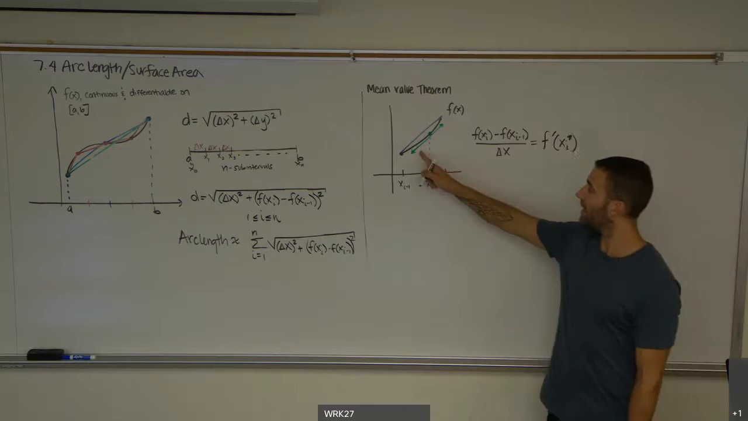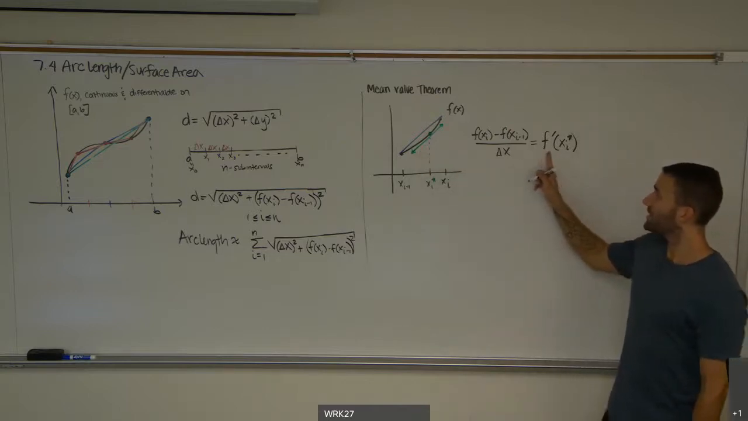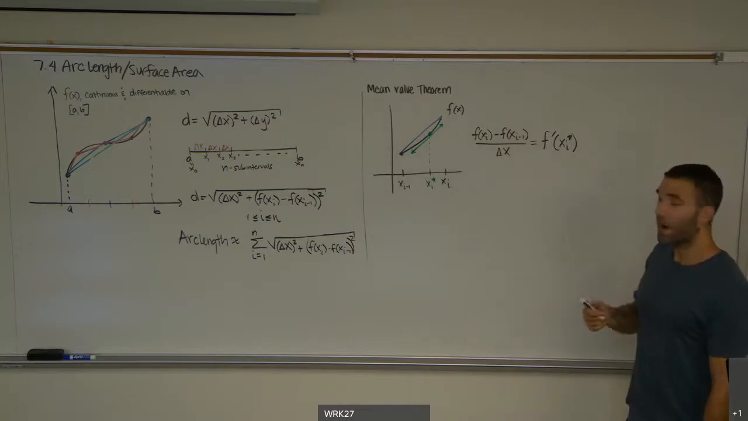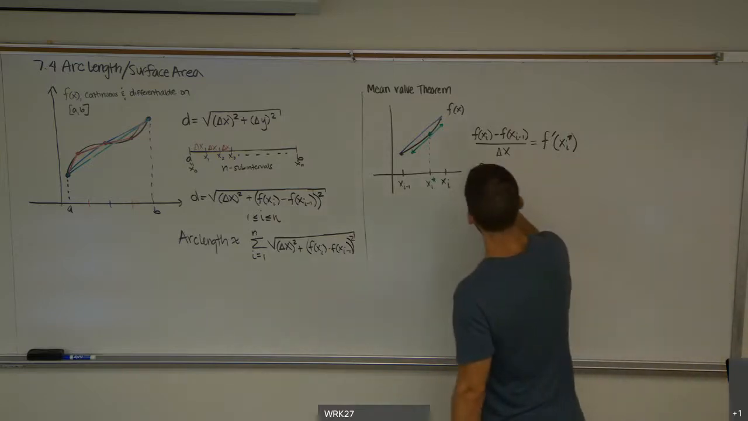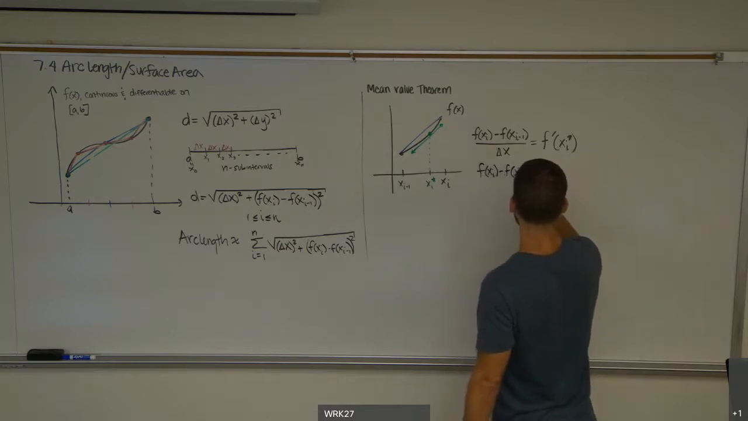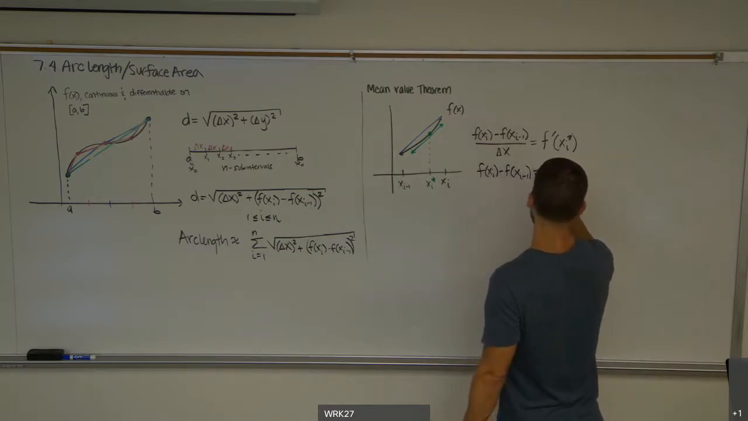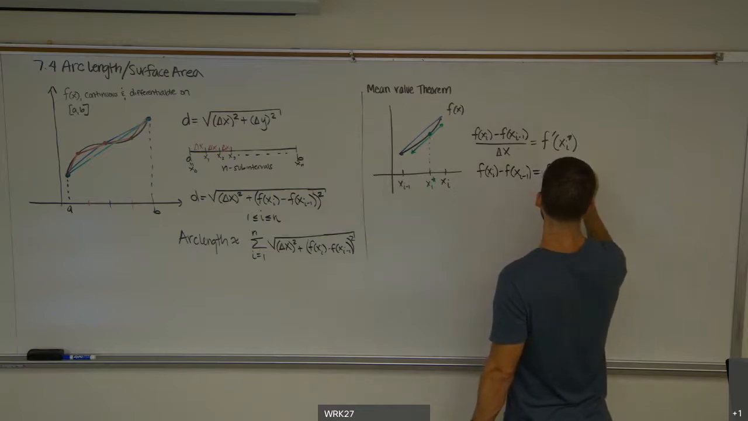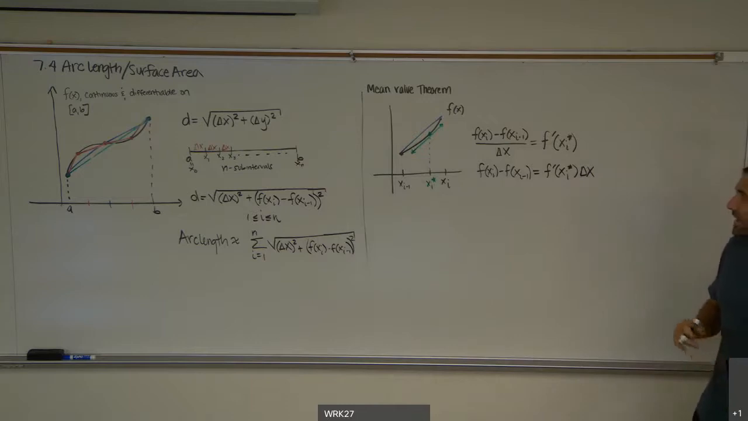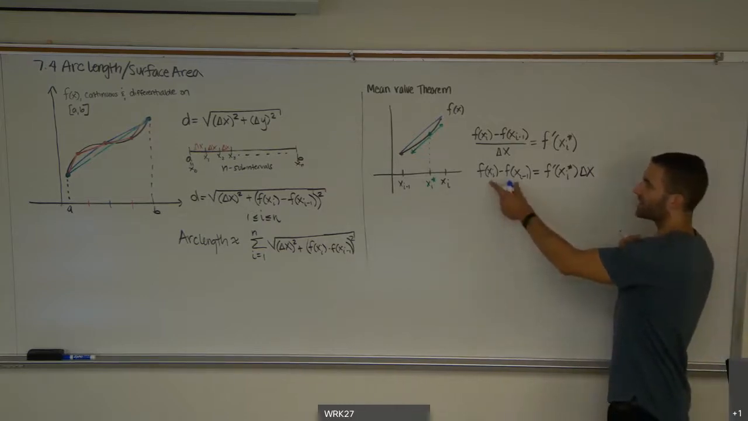The slope of the green line, given by the derivative, is equal to the slope between the endpoints, given by this fraction. Why do I bring this up? Because now if I just take the mean value theorem statement and multiply both sides by delta x, giving me a sort of differential, we get a relationship between the change in the y-coordinates and the derivative.